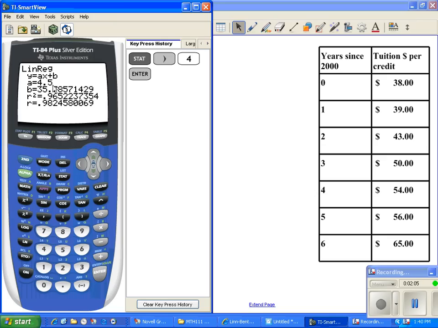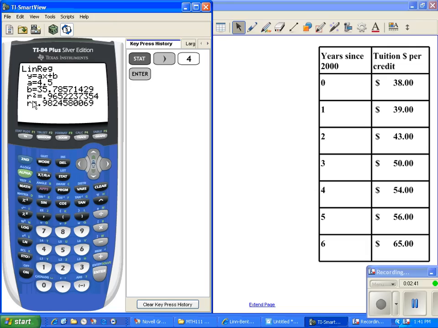Okay, so A is my slope, B is my y-intercept, R squared and R are a measure of how well the data fits the line that we've come up with. And what we've come up with is an equation for a line. It's a good idea to write it down at this point. Y equals 4.5x plus 35.79, rounding to the nearest penny. And then what I want to do next is graph my data along with that equation.